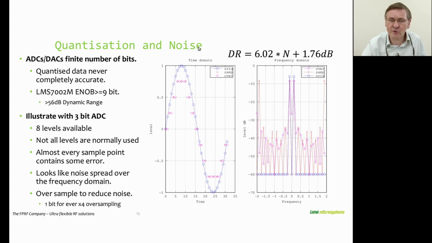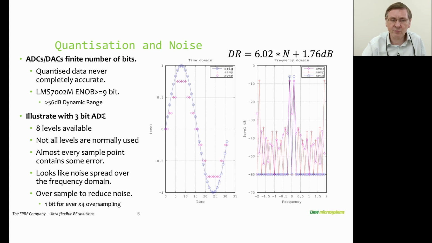Another aspect of sampled data systems is quantization noise. Basically, the digital to analog converters and the analog to digital converters have a finite number of bits, so the quantized data is never really completely accurate. It's always an approximation to the grid of the data converters. So the LMS7002 has a 9-bit ENOB, so it can generate at least 9 bits of accuracy.